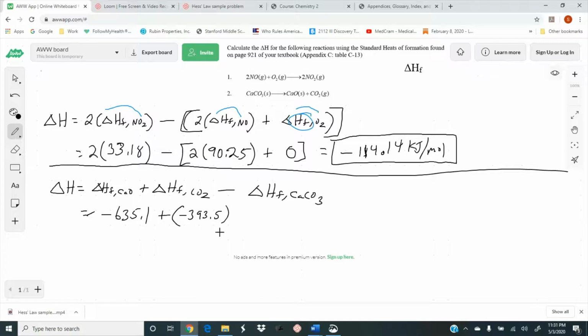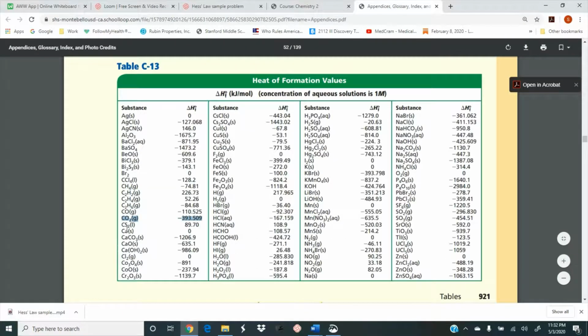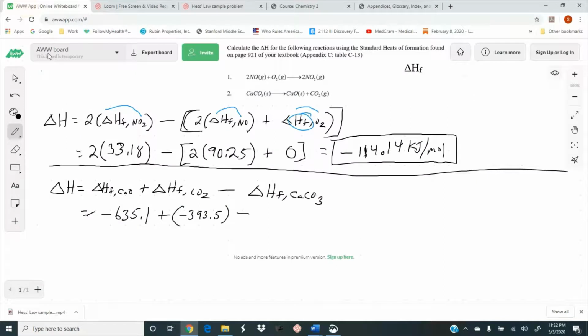Okay, we're going to add the negative. In other words, we're going to subtract. Minus the heat of formation of calcium carbonate. And we looked that up earlier. Calcium carbonate is negative 1206.9, so minus a negative 1206.9. Okay, so there's our equation with the numbers substituted in there.